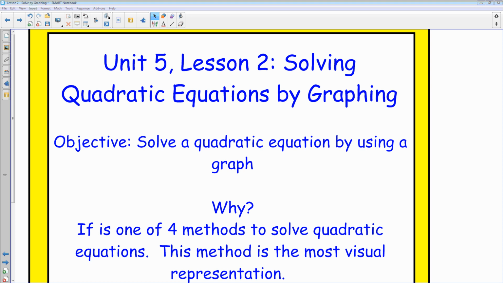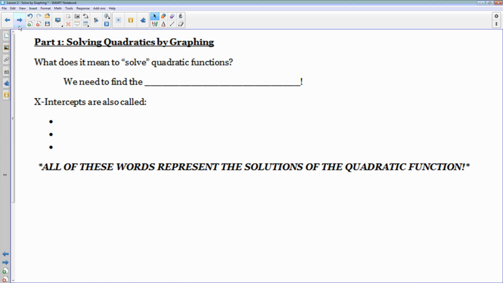Hello, everybody. So this is lesson 2 of our 5th unit on quadratics. Today we're going to be talking about solving quadratic functions, solving quadratic equations by graphing. Okay, so this is probably one of the easiest ways to go about solving a quadratic if it happens to have real solutions. So let's talk a little bit.